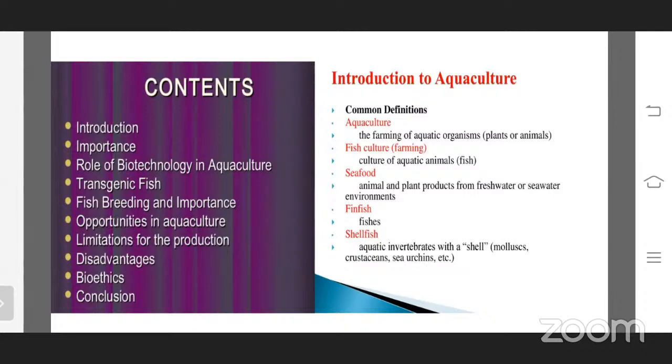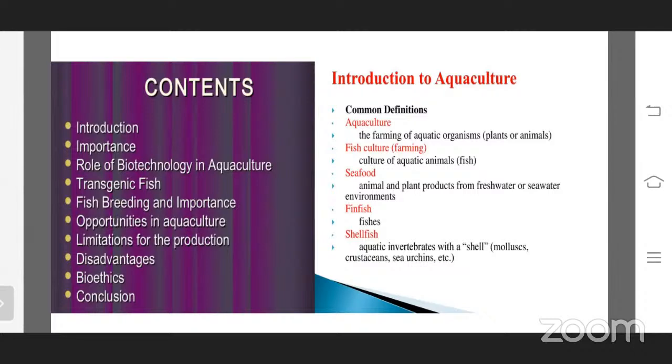Those are considered lentic aquatic systems, lentic freshwater aquatic systems. Few are lotic. Lotic means flowing water. So streams and rivers belong to the lotic aquatic system.